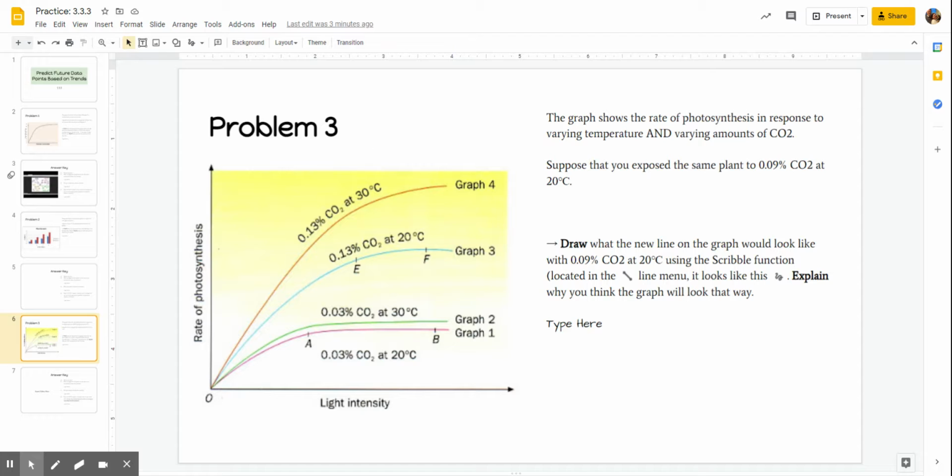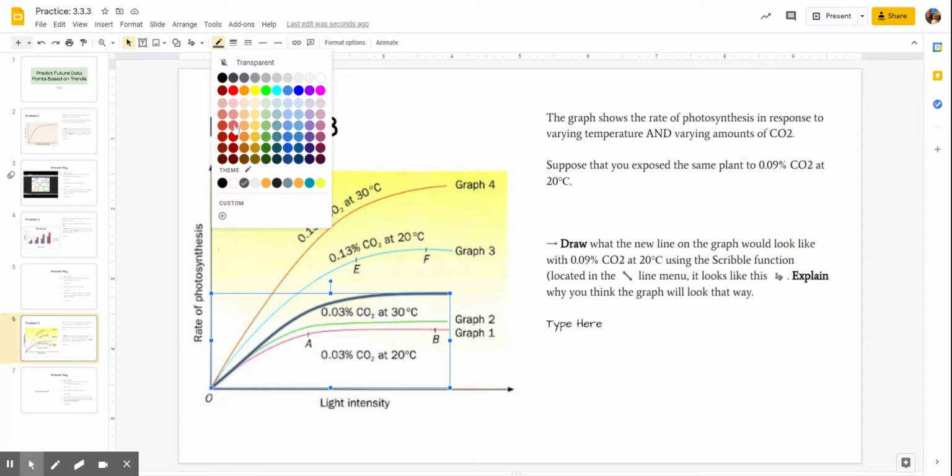So it wants me to draw my new line. So I'm going to use the scribble function, start at 0, and I think it would probably land around here. And I'm going to curve my line like that because theirs are curved like that. It looks like there's a leveling out of photosynthesis as light intensity increases. So let's turn this red so that we can see it nice and bright.